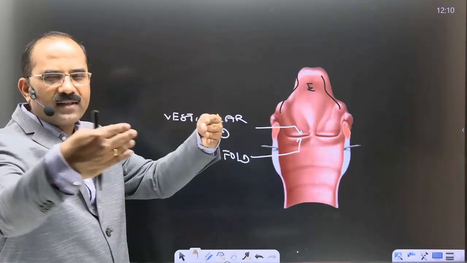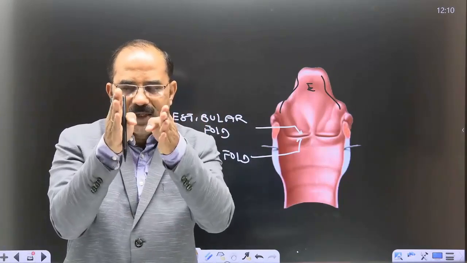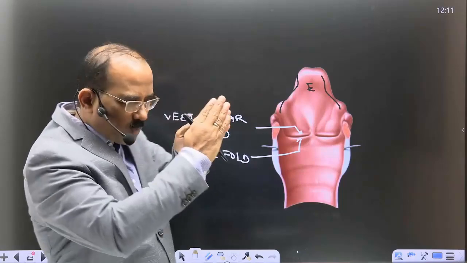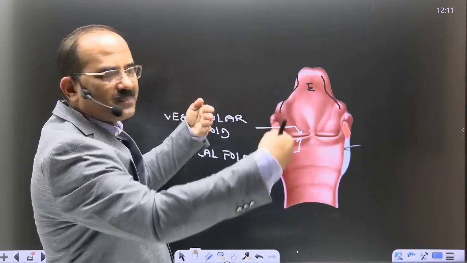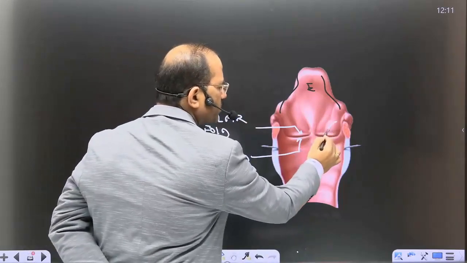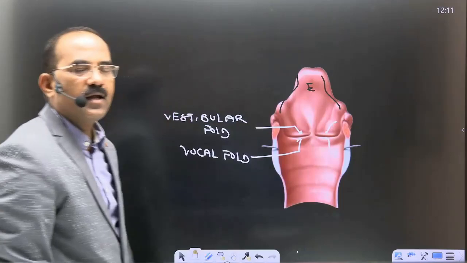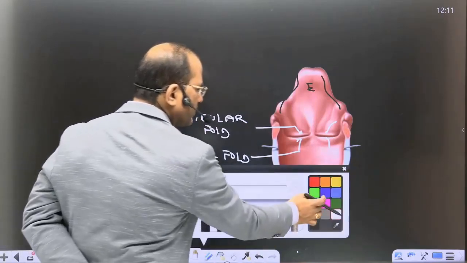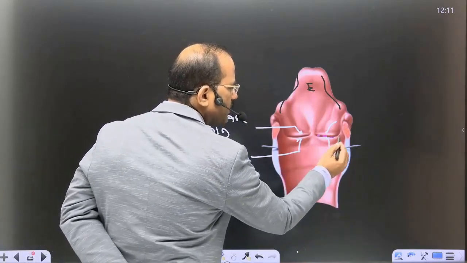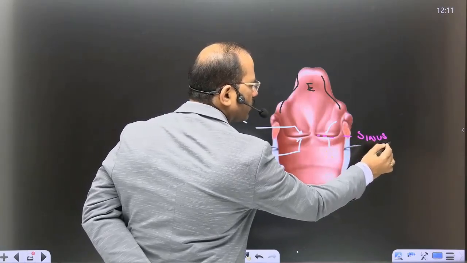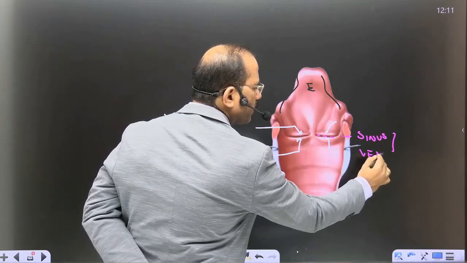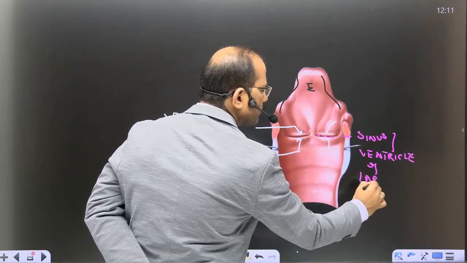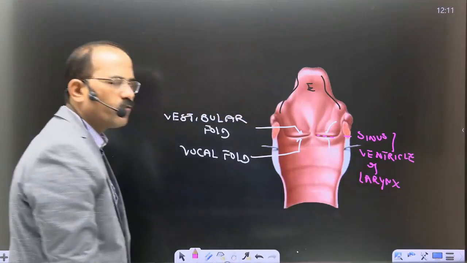We have opened it like this, right? So vocal folds and vestibular folds will be two in number, one on each side. We have opened the larynx like this. These are the vestibular folds and these are the vocal folds. The space between the vestibular and the vocal folds, can you see a gap here, students? This gap is known as the sinus or ventricle of the larynx. Sinus of larynx or ventricle of the larynx.